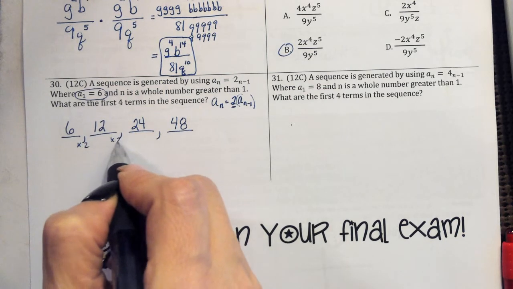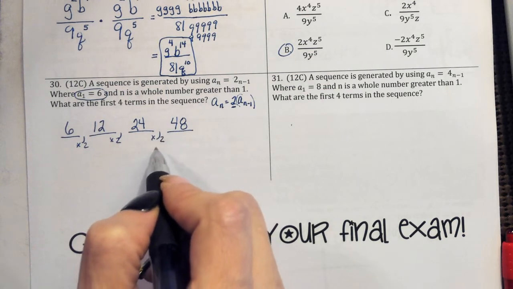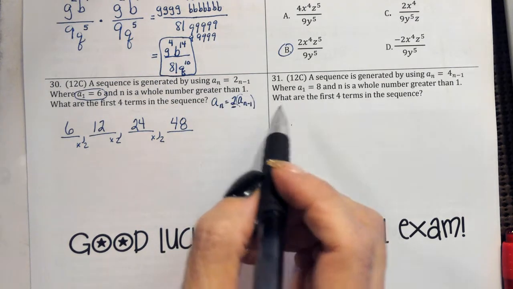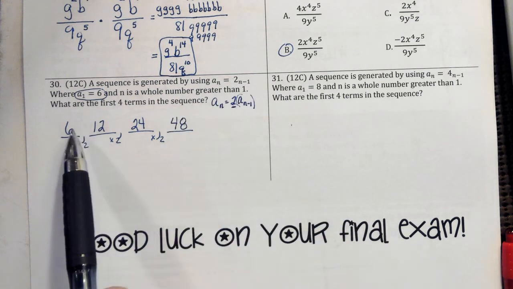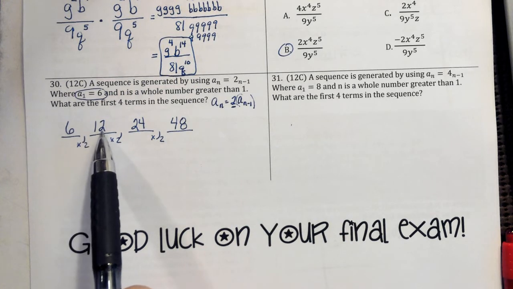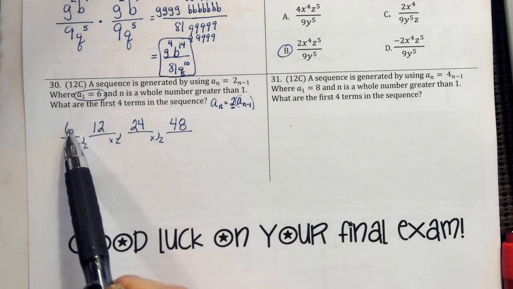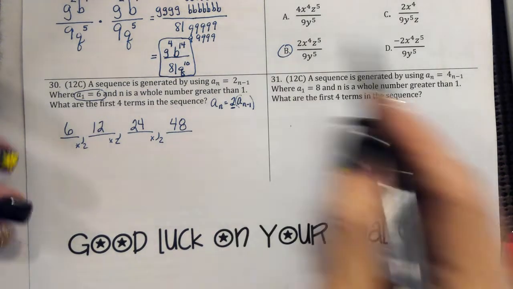Multiply by 2, multiply by 2, multiply by 2. Even though it's written kind of weird, 2 to the a sub n minus 1, n minus 1 just means in order to find the term a sub n, you go to the one right before it. Let's do another one. Same type of problem.